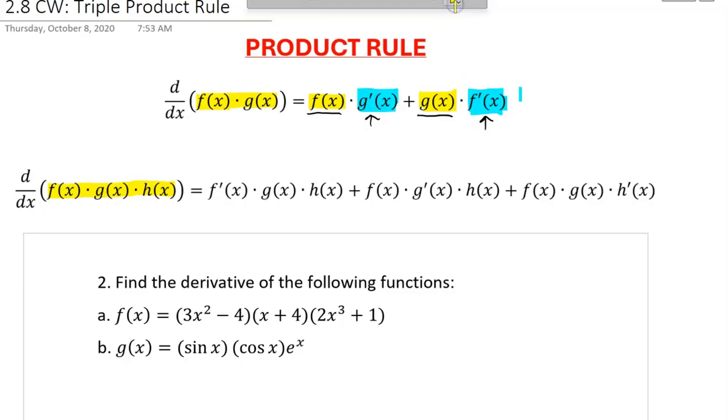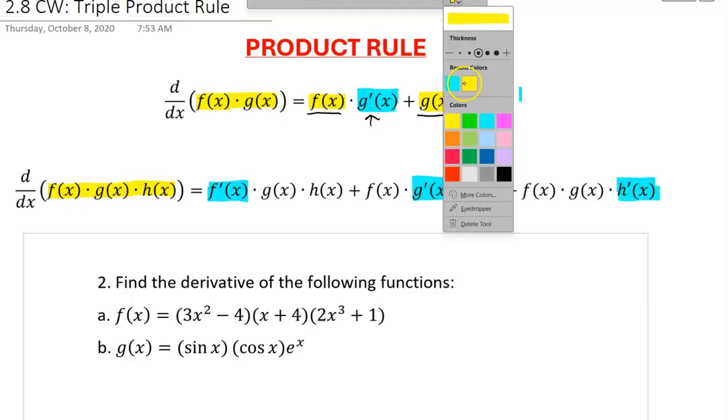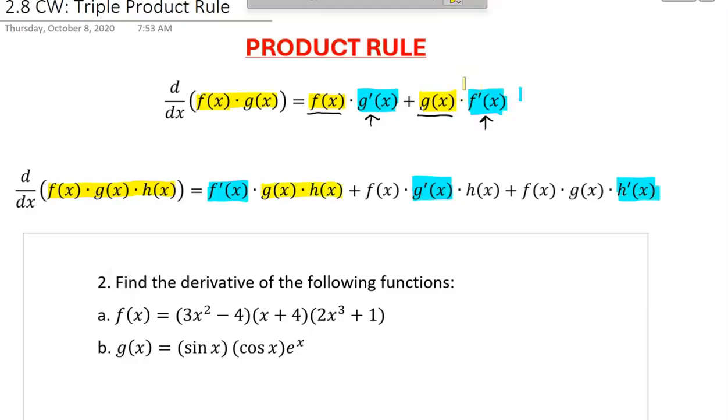So you'll notice, and I'll highlight these in blue, in this first cluster, we're going to take the derivative of f. In the second cluster, we're going to take the derivative of g. And in the final cluster, we take the derivative of h. The other two functions remain unchanged: g and h in the first, f and h in the middle, and f and g in the other. So I want you to see these as three separate products. And for each iteration, we are only taking the derivative of one of them at a time. And so that's how I want you to approach the problems below.